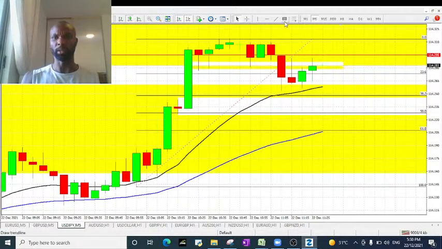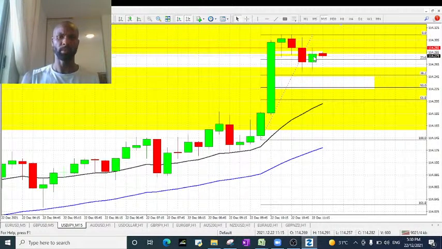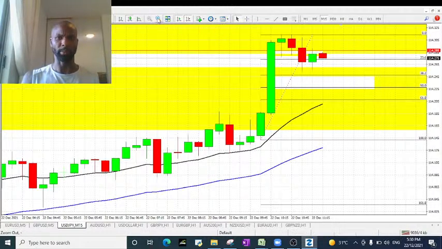Okay, the 15 minute candle has closed. It's not as strong as I would have liked. If it closed stronger, I would have maybe added to my position right here. But it's a bullish close, but it's a weak bullish close. Let's see what happens.